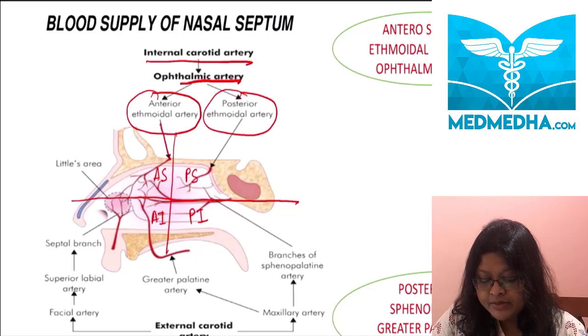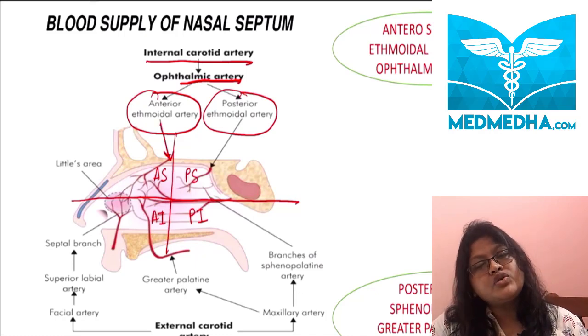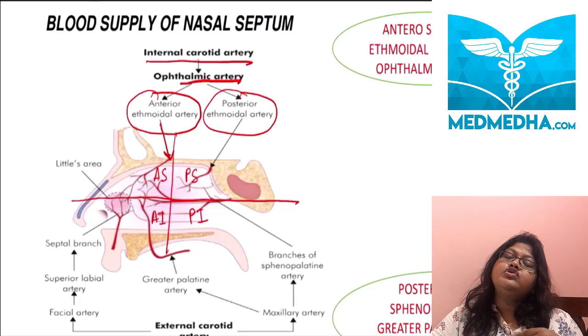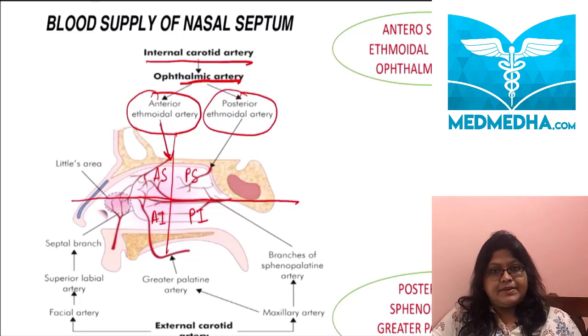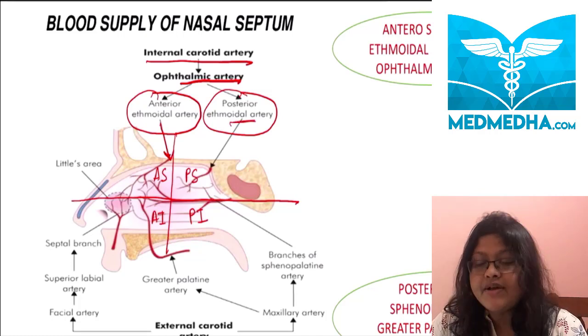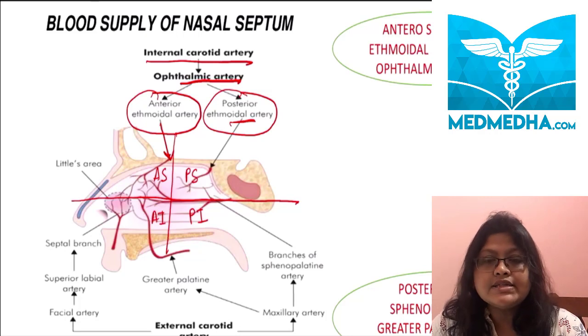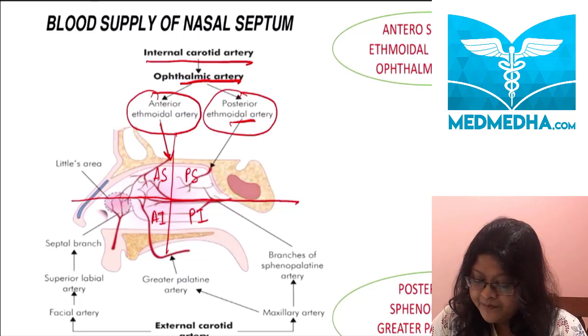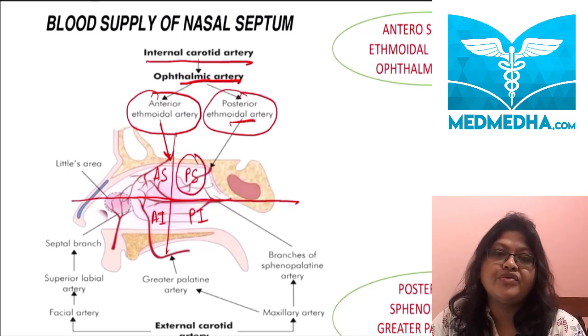So anterior ethmoidal artery is the sole supply of the antero-superior quadrant of the nasal septum, whereas the posterior ethmoidal artery is one of the supplies of the posterior-superior quadrant of the nasal septum.